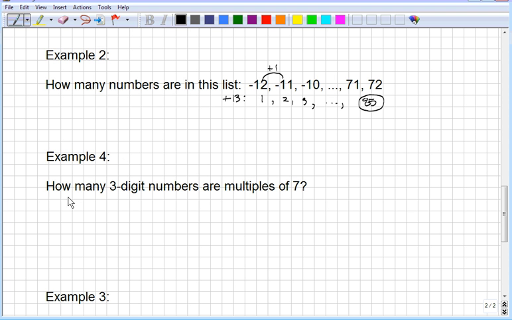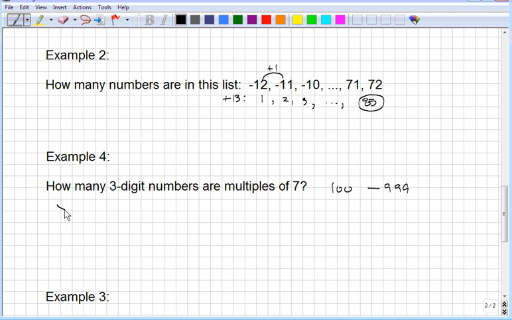But okay, here's another one. How many 3-digit numbers are multiples of 7? Okay, so basically what that's saying is we're looking at numbers from 100 to 999. Those are all 3-digit numbers. So let's see if we can convert this into a how-many-numbers-are-in-this-list sort of thing. So let's take a look at, okay, what's the first 3-digit number that is a multiple of 7?